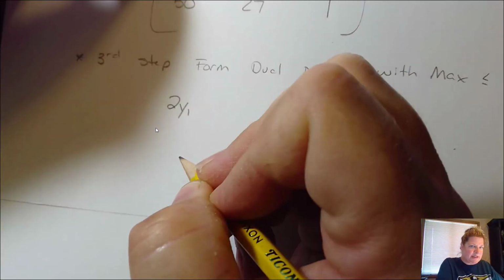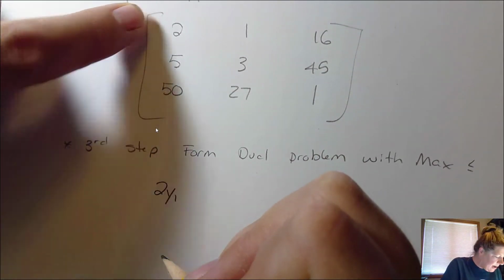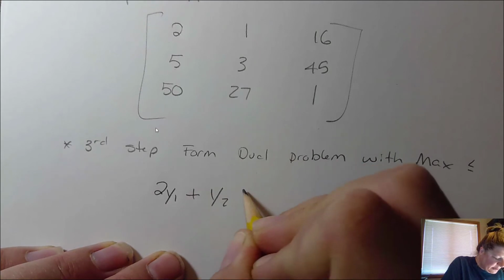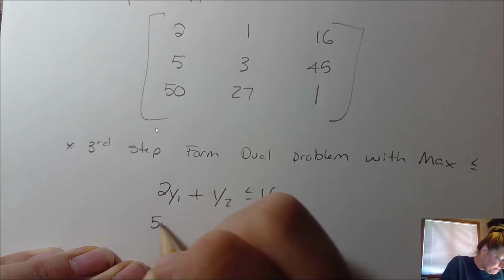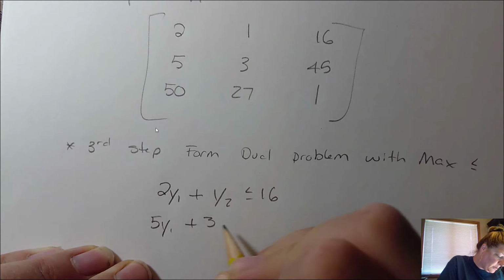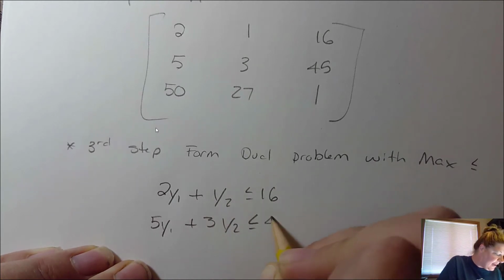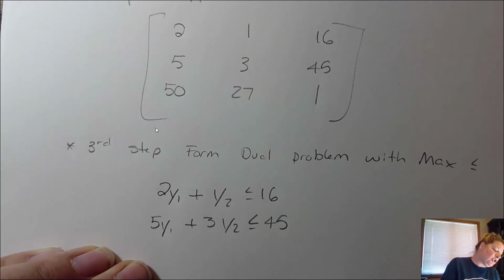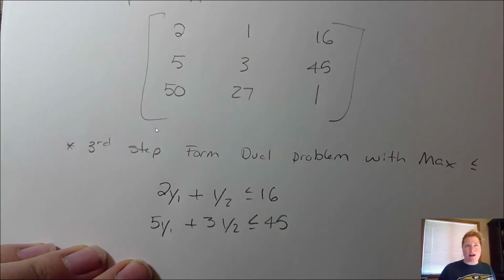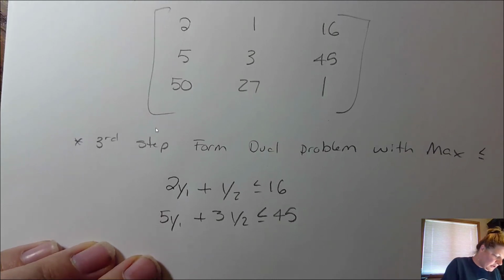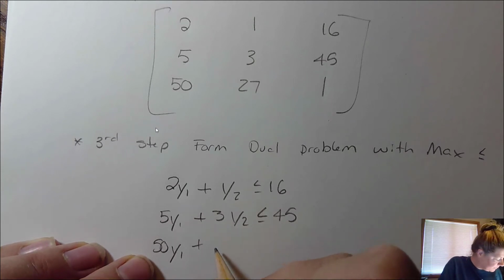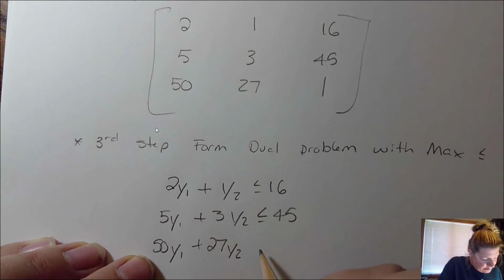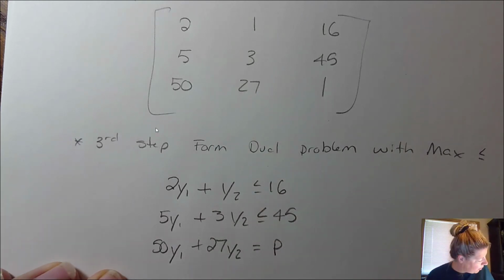2y1. This is our first row. Oops, you can't see it. First row, 2y1 plus 1y2 is less than or equal to 16. So it's just that first row. 5y1 plus 3y2 is less than or equal to 45. Now, the objective function, we will now change the C to a P because we're looking for profit. Maximize profit, minimize cost. Those are what we're really looking at. So 50 y1 plus 27 y2 equals p. That's our new problem.